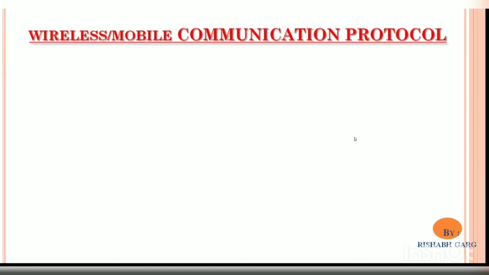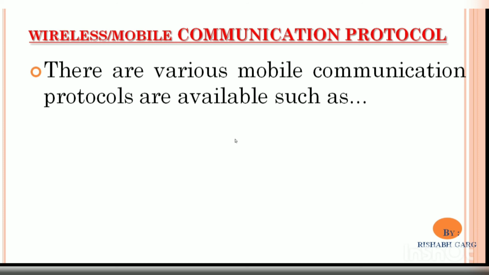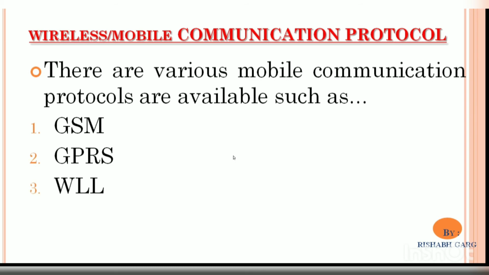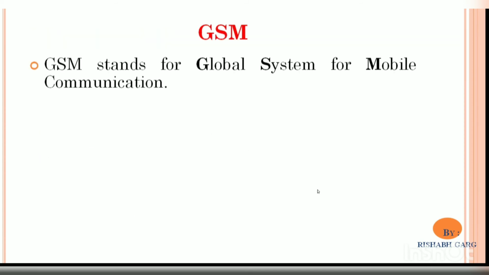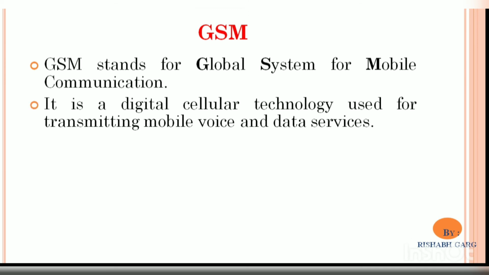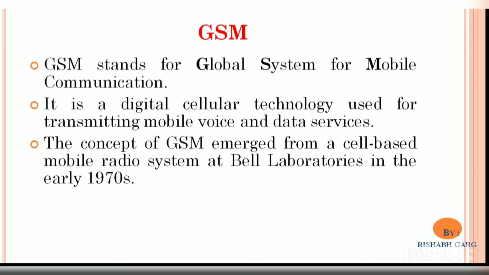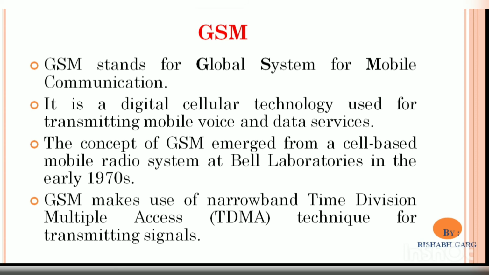Let's understand some wireless or mobile communication protocol. There are various mobile communication protocols available such as GSM, GPRS and WLL. Let's understand all these protocols one by one. GSM. GSM stands for Global System for Mobile Communication. It is a digital cellular technology used for transmitting mobile voice and data services. The concept of GSM emerged from a cell-based mobile radio system at Bell Laboratories in the early 1970s. GSM makes use of narrow band time division multiple access, that is TDMA technique for transmitting signals.